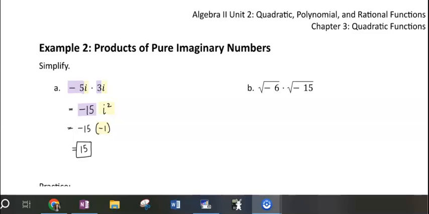Welcome back, girls. In this video, I'm going to teach you about multiplying pure imaginary numbers and then also the start of complex numbers, adding and subtracting them, along with multiplying them. So let's take a look at first just multiplying pure imaginary numbers with this first example.